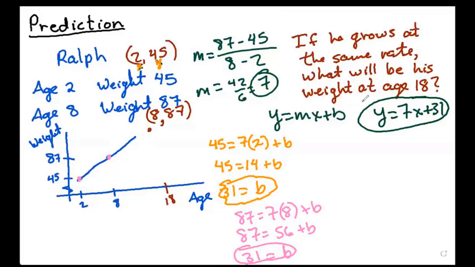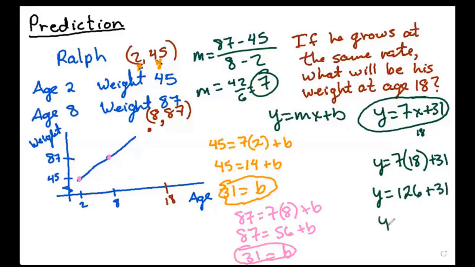Now that we have this information, let's predict it. Age 18. So when x is 18, we're going to stick 18 right there. So y equals 7 times 18 plus 31. Y equals, let me see, that's 126 plus 31. Y is 157. We get that his weight will be around 157 pounds when he's age 18. Probably still gangly and hasn't filled out totally yet.